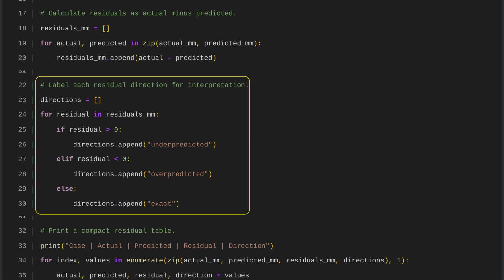The process labels each residual to describe the prediction error. A positive residual means the model underpredicted, a negative residual means it overpredicted, and a zero residual means the prediction was exact. These labels make the residuals easier to interpret in terms of prediction accuracy.